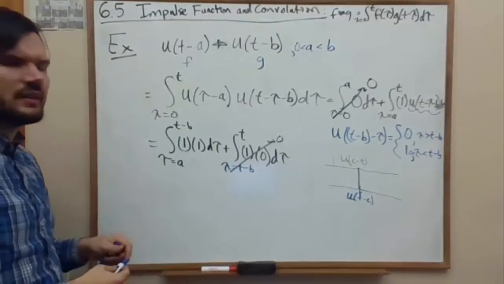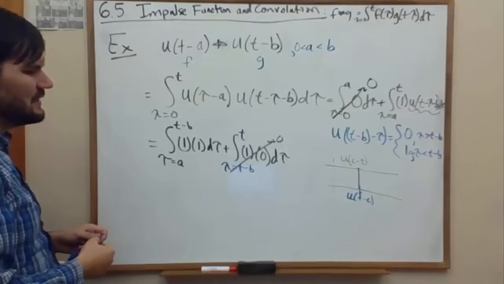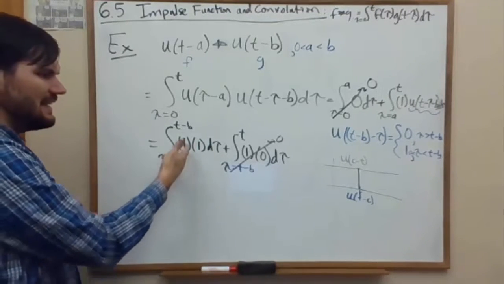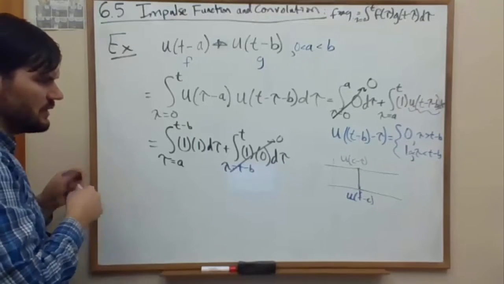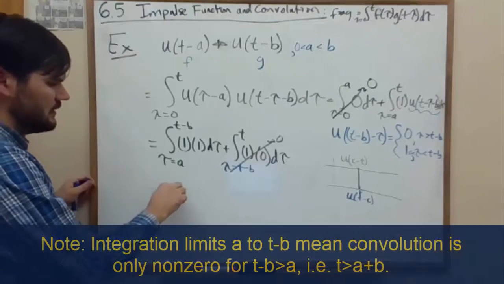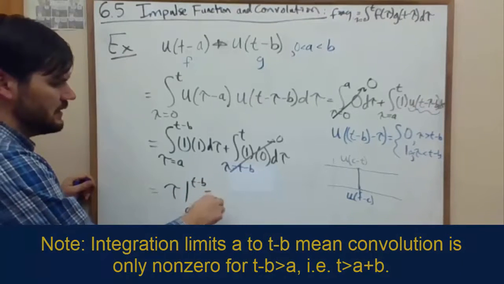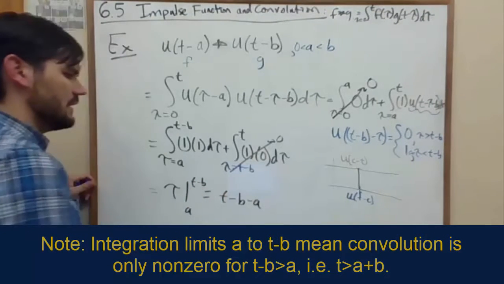Okay, so now we've zeroed in. We know that the summation is only happening over the interval between a and t minus b. And so we integrate 1, we get our tau from a to t minus b. That gives us t minus b minus a.